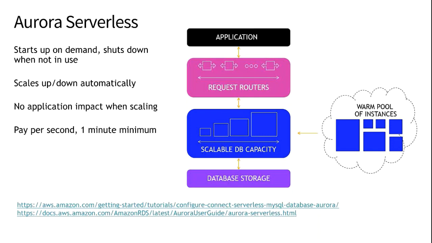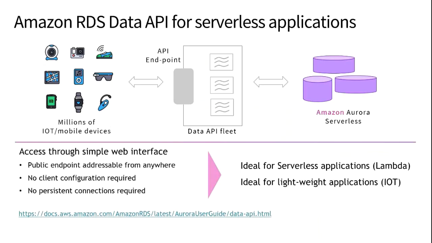Now, in order to access data in a serverless database, we added a feature called the RDS Data API. That's basically an HTTP interface to access your database. What it does is it allows you to read and write data from your database using an HTTP connection rather than standard SQL access.